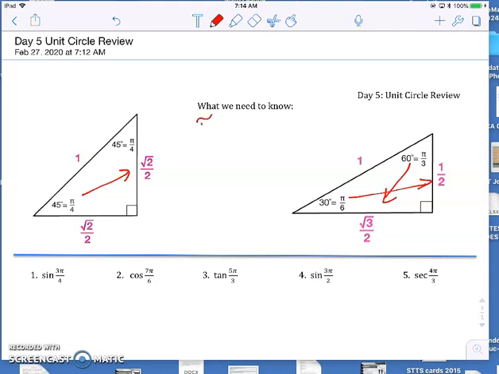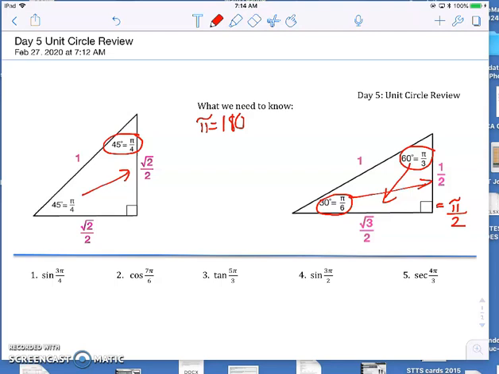So you need to remember pi is 180. So as we have right here, 45 degrees is 180 divided by 4. 60 degrees, 180 divided by 3, so pi over 3. 30 degrees, pi over 6, and then 90 degrees would be pi, or 180, divided by 2.